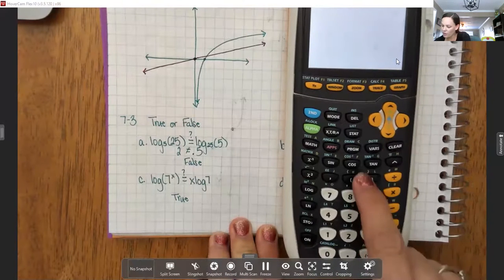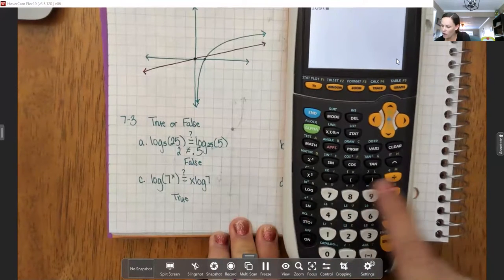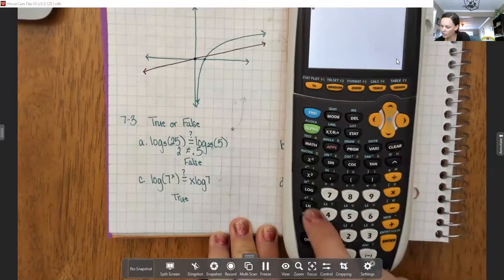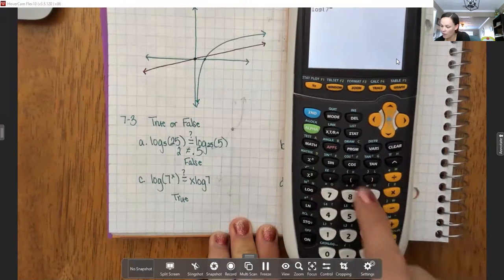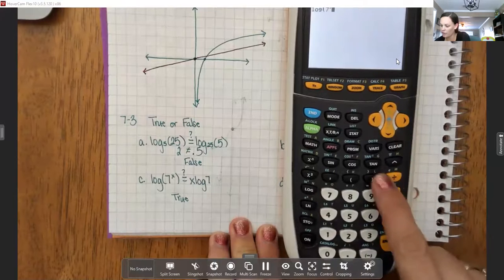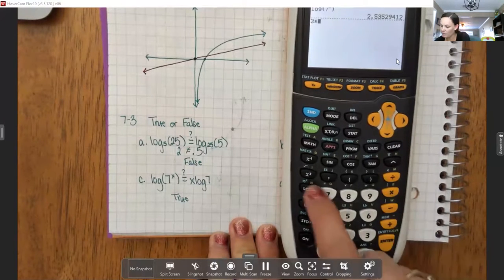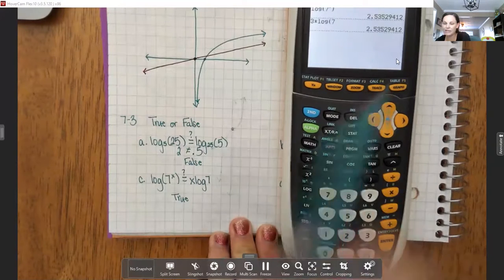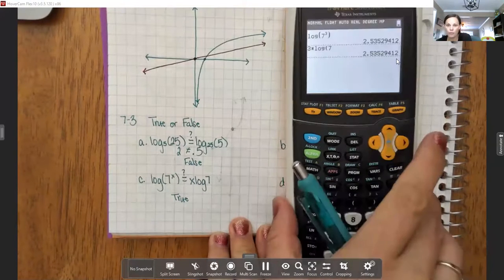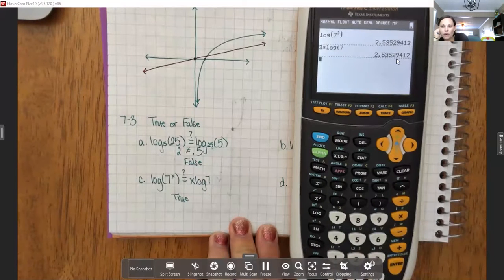But if I do log of 7 to the power, let's just choose 3. Is that equal to 3 times log of 7? And we see that it worked. And so if you picked another number, you would see that it works again.